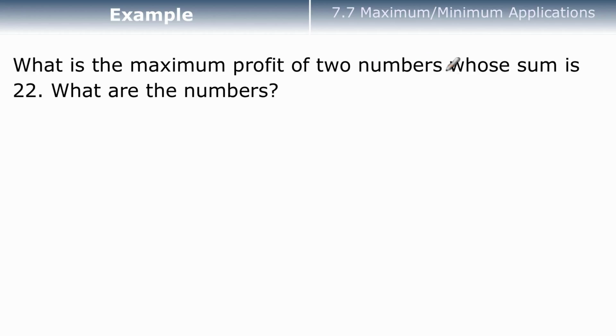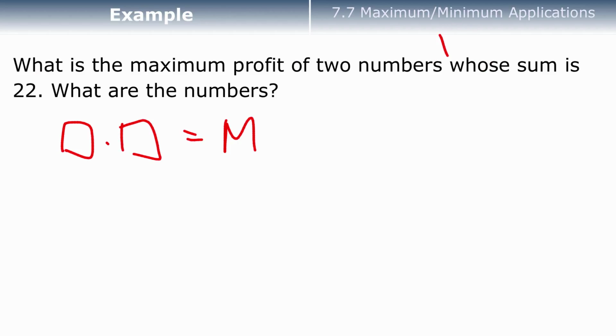Okay, one last question. What is the maximum profit of two numbers whose sum is 22, and what are the numbers? Again, I'm hoping to get a quadratic function out of this and then come up with a vertex for it. So maximum profit of two numbers whose sum is 22. Okay, so I've got to go a number times another number, and that's going to be a maximum. So let's just call that m. Okay, but these two numbers, it says, has a sum of 22.